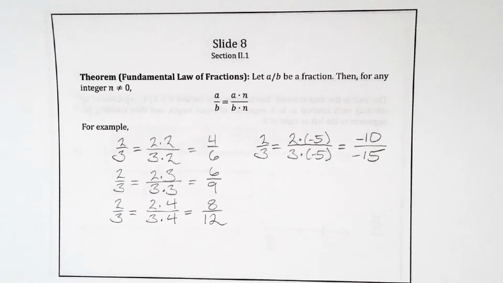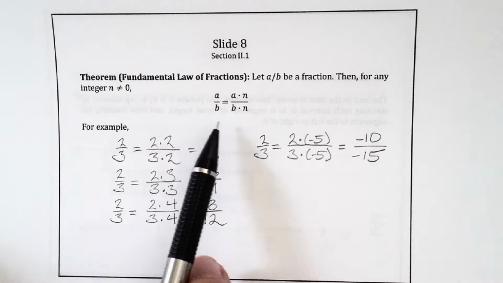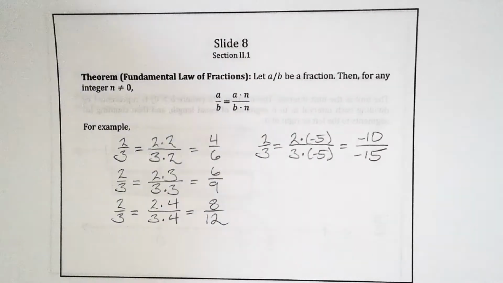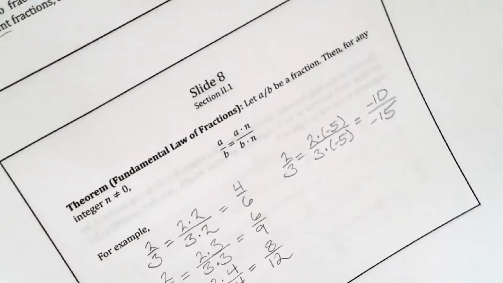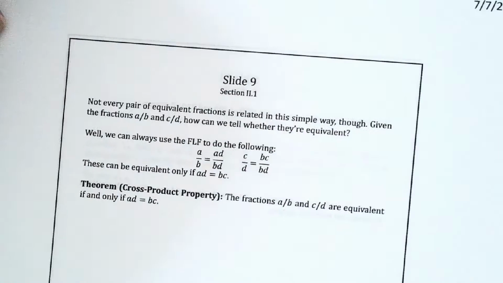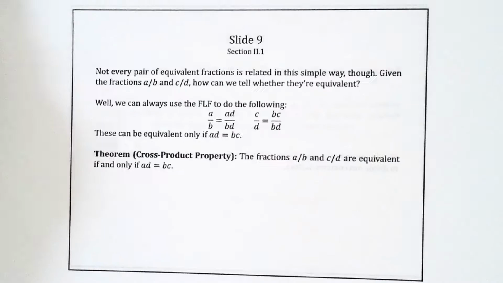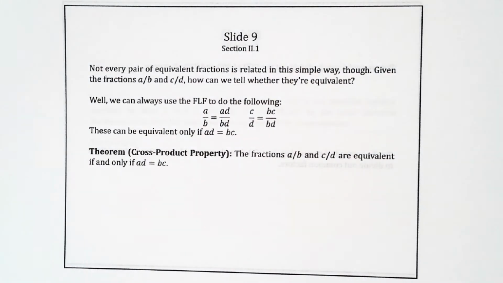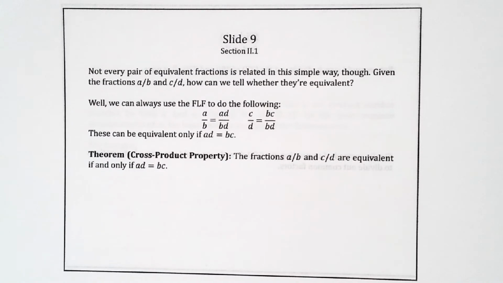This is one way of showing that fractions are equivalent, but obviously it doesn't apply to everything. For instance, I know that 4 over 6 and 6 over 9 are equivalent to each other, but this rule doesn't help us show that really. So we need a little bit more than that. Not every pair of fractions is related in this simple way. But one thing we can always do to see if fractions are equivalent is find a common denominator.